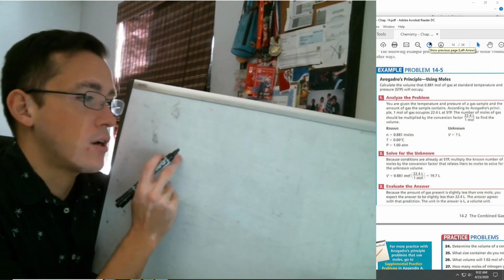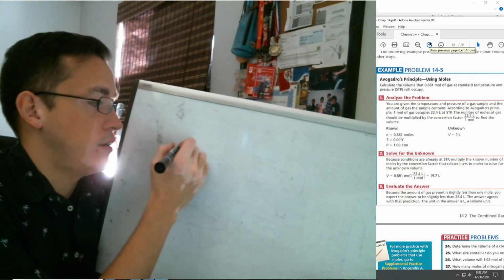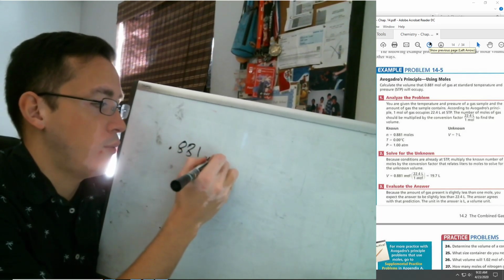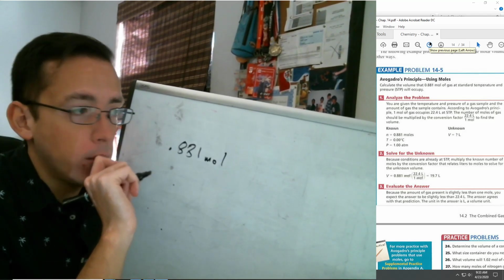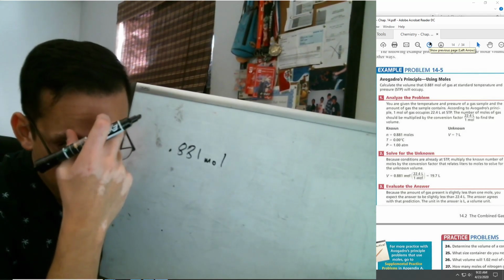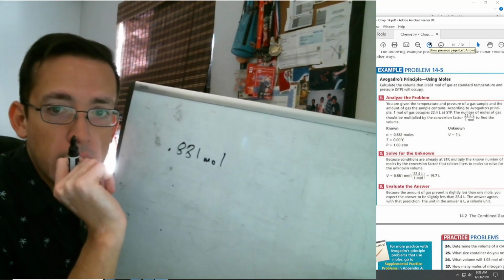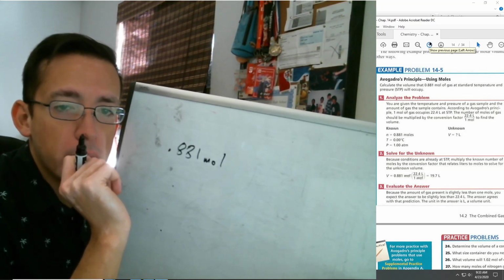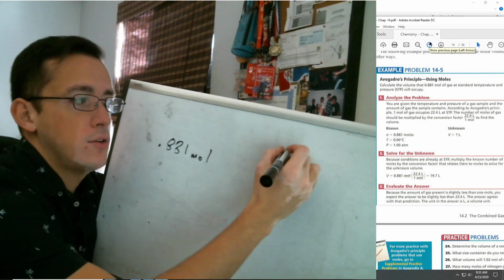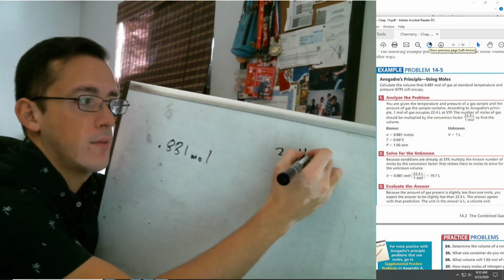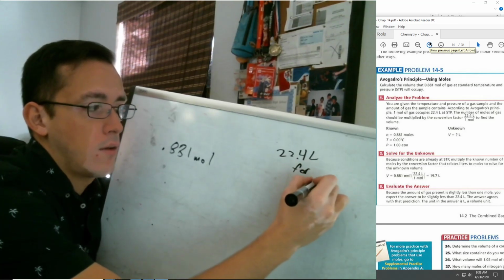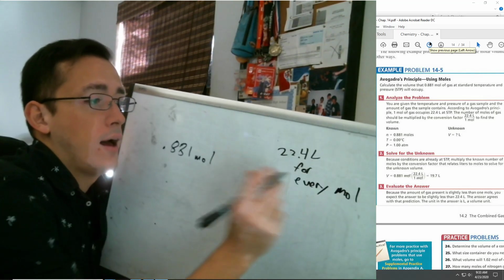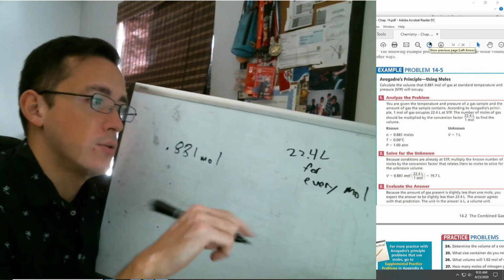And so we start with 0.881 moles of whatever gas. It doesn't actually matter. We want to know the volume it takes up. Well, if you look at the example, it says the number of moles of a gas should be multiplied by the conversion factor, 22.4 liters for every mole. I'm going to use that as a conversion factor like we used to do in the previous section.